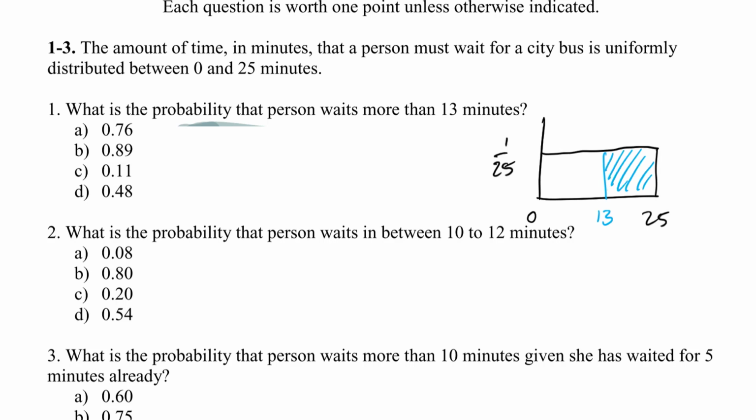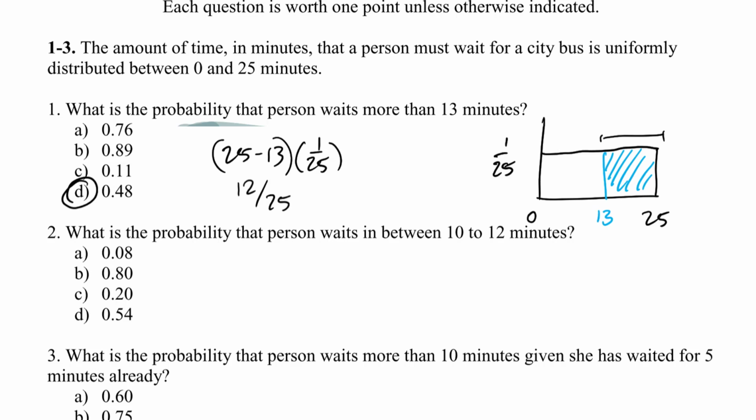What's that probability? Okay, so all we have to do then is multiply this length, which is going to be 25 minus 13, times the height. The height is 1/25. That's going to end up being 12/25, which is 48%. There we are. Okay, what's the probability a person waits between 10 and 12 minutes?